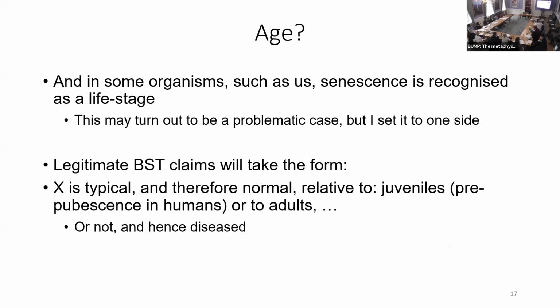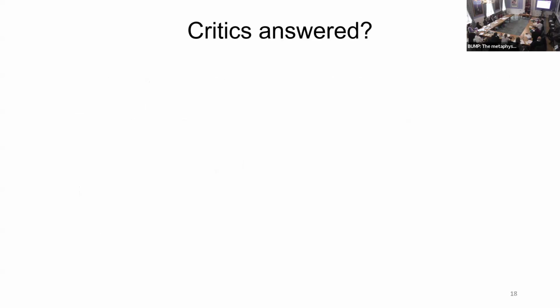I won't say anything more about that. I think this is a problem case in Homo sapiens. Senescence is tricky to work out what to say, but I'll set that to one side. So I think that the legitimate BST claims take the form: X is typical and therefore normal relative to juveniles or to adults, and so on. And hence diseased or not, depending on whether it is typical for juvenile or for adult or not.